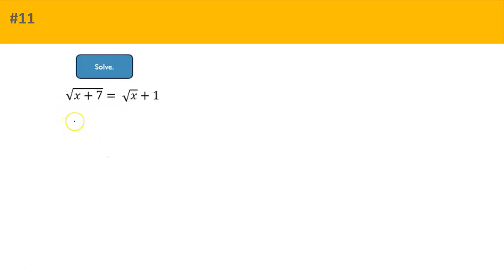So for number 11, I will begin by taking all of my square roots, or radicals, and put them all on one side of the equation. So I'm going to keep the square root of x plus 7 on the left side of our equal sign, and then move the square root of x to the left side as well. Okay, that's how I will attempt to do this problem.